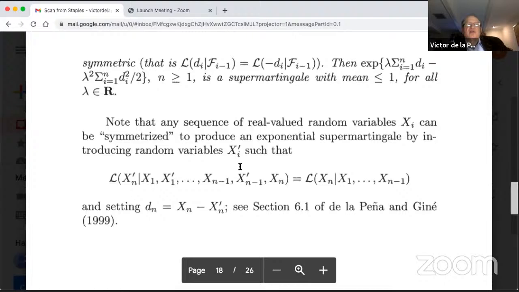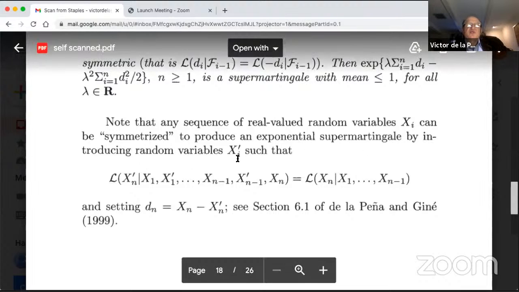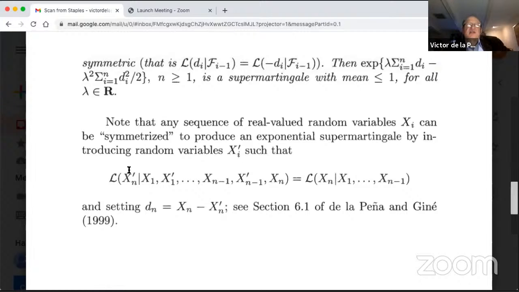So note that any sequence of real random variables X_i can be symmetrized to produce an exponential martingale by introducing random variables X_i', such that the law of X_n' given X_1', ..., X_{n-1}', X_n is the same as the law of X_n given X_1 up to X_{n-1}. So you can construct this, and perhaps next time I will show you how to construct this sequence, so that then the d_n's are conditionally symmetric.